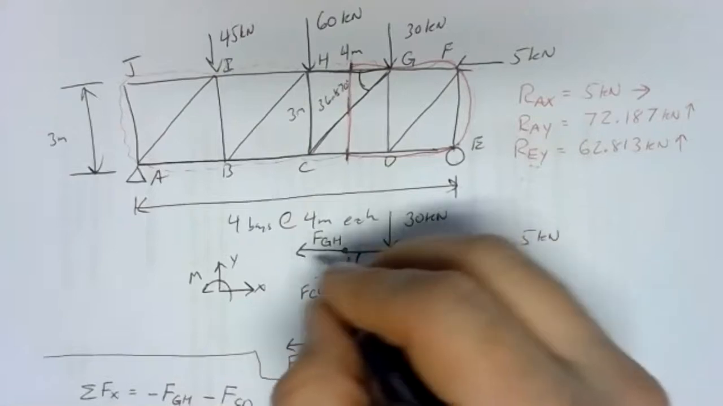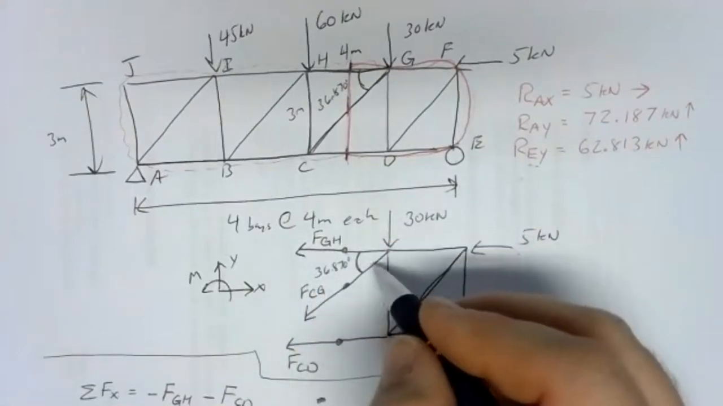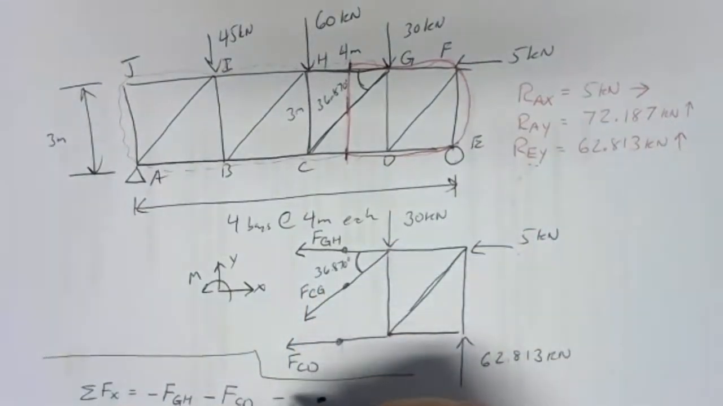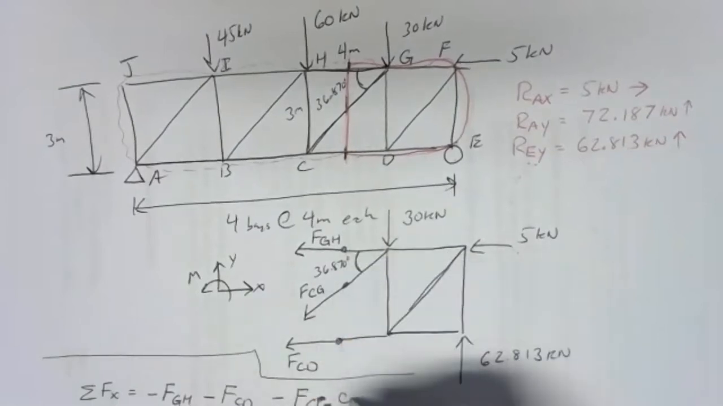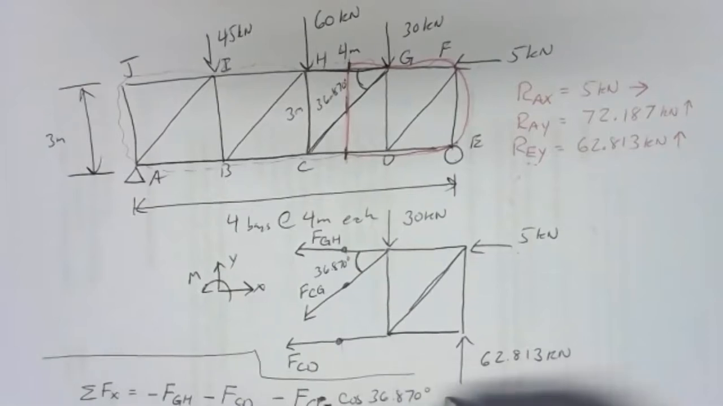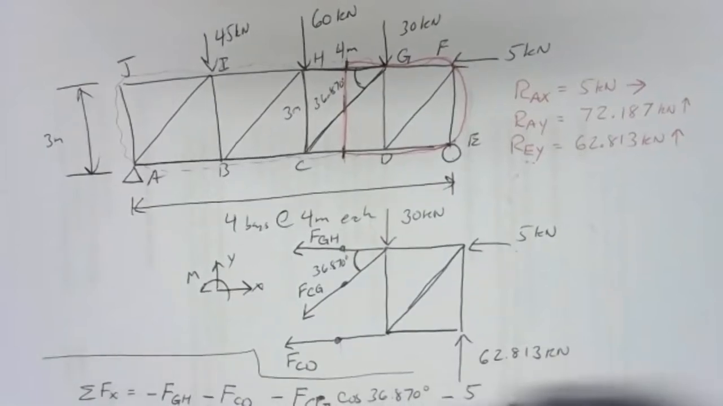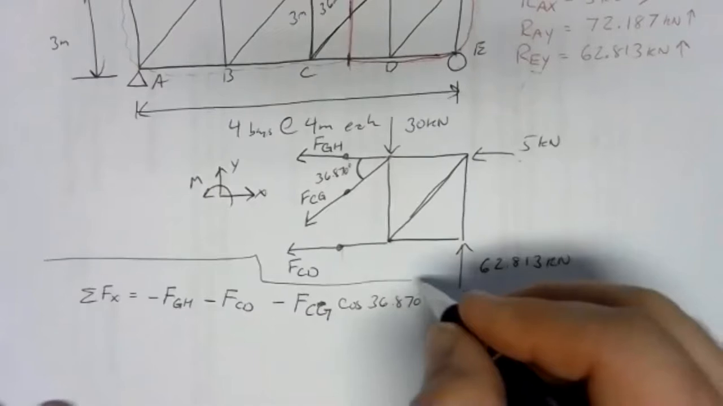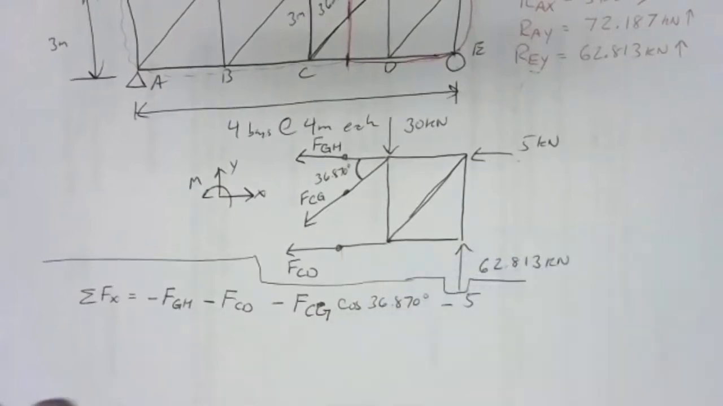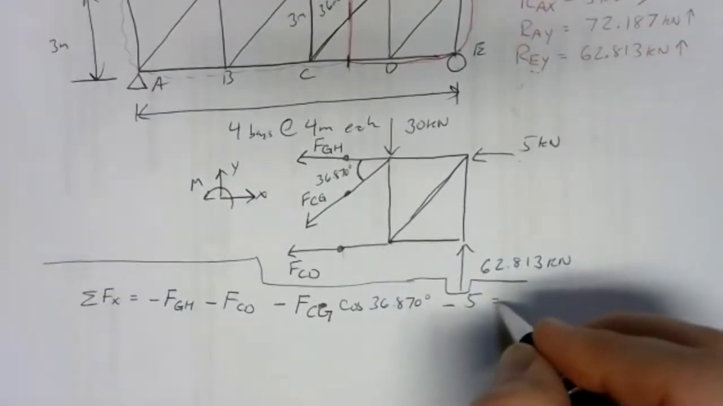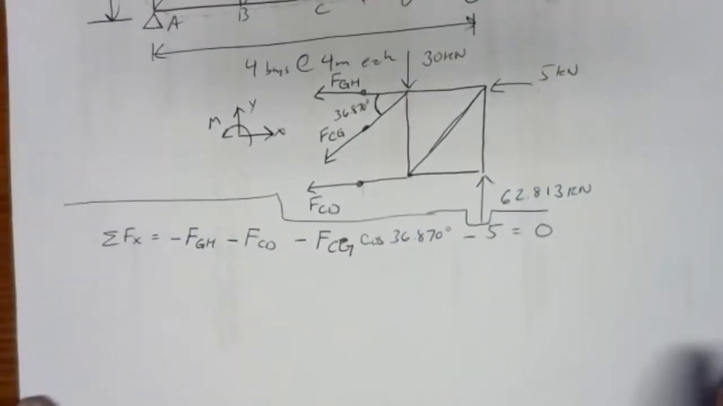We want the adjacent piece, the horizontal piece, and that's pulling to the left. So it'd be negative FCG cosine adjacent side, 36.870 degrees. And then don't forget that 5 kilonewtons. So that's our x direction sum.